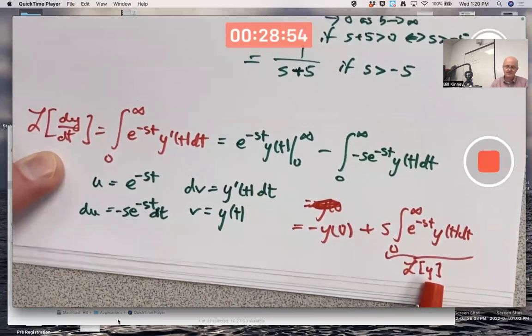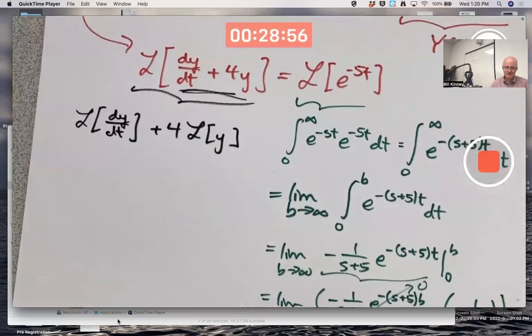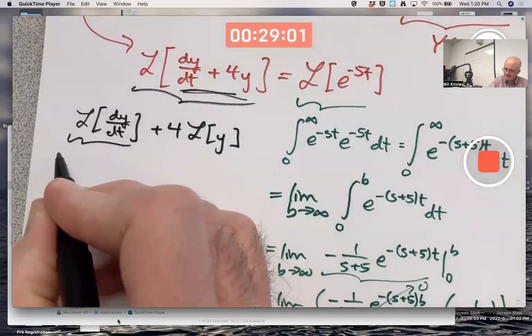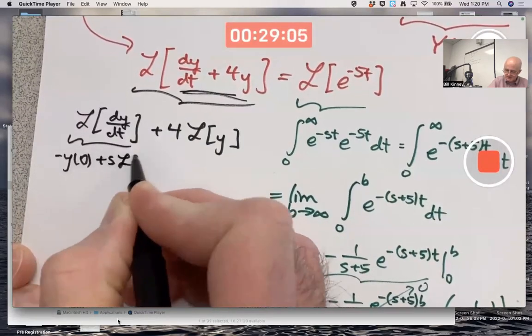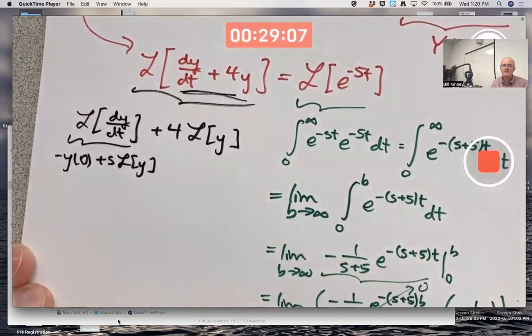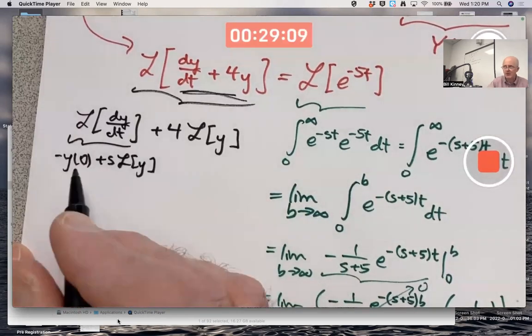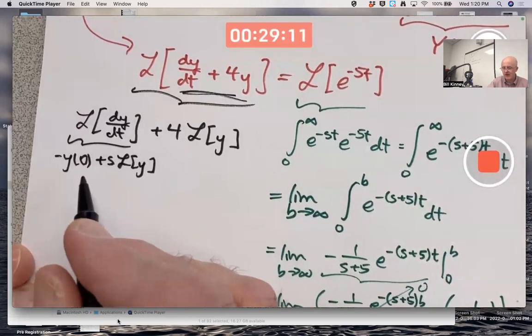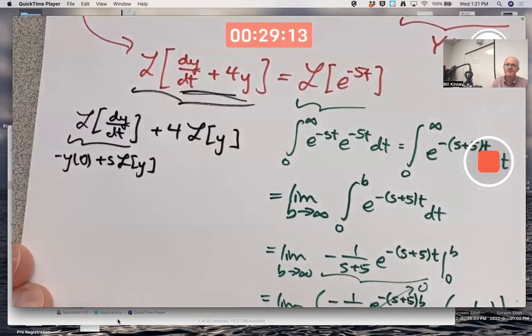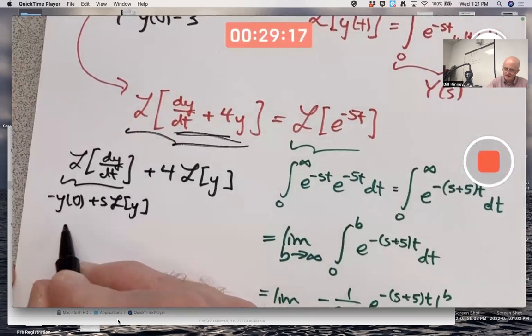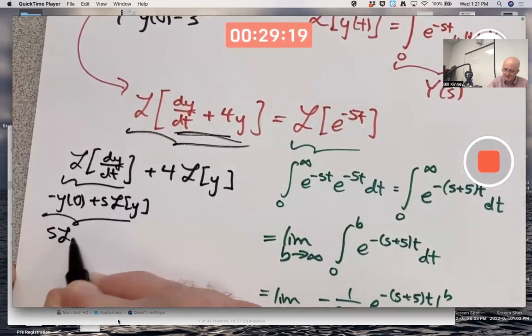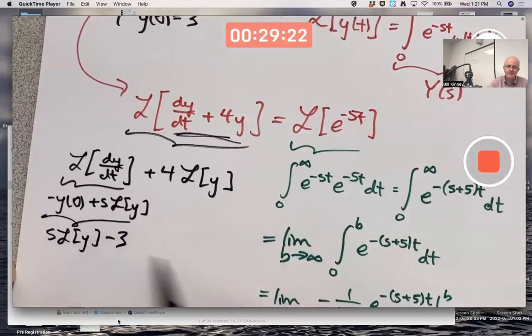That's useful. Go back up here. That's what this gets replaced with. Negative y of 0 plus s times the Laplace transform of y. Which, of course, you could also write in the other order. s times the Laplace transform of y minus y of 0. And y of 0, yeah, is 3. So this becomes s times the Laplace transform of y minus 3.